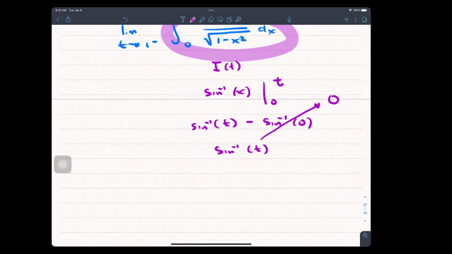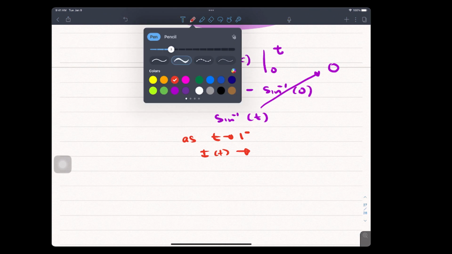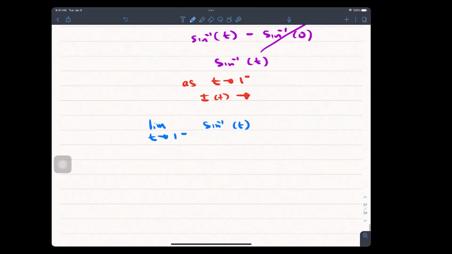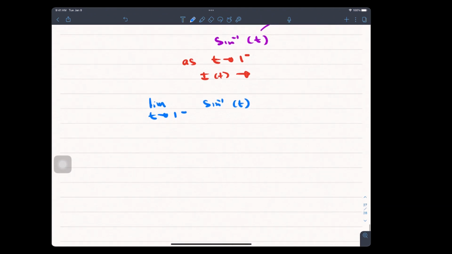So now it's a notation thing. You can say, as t goes to 1 from the left, where does I of t go to? Or you can just say this is really the limit as t goes to 1 from the left of inverse sine t. Does anybody know what that is? I think it's continuous at 1. Is that true? This is continuous at 1.